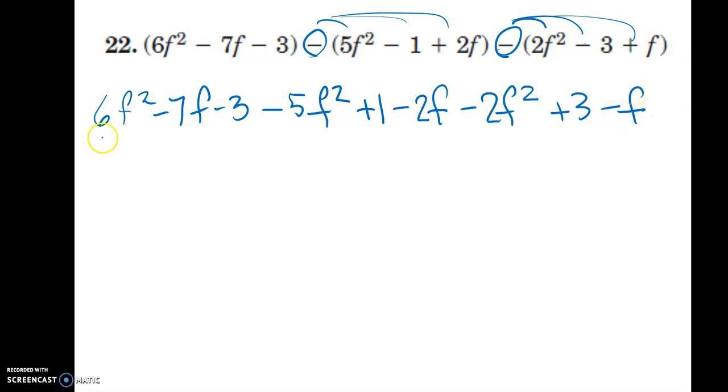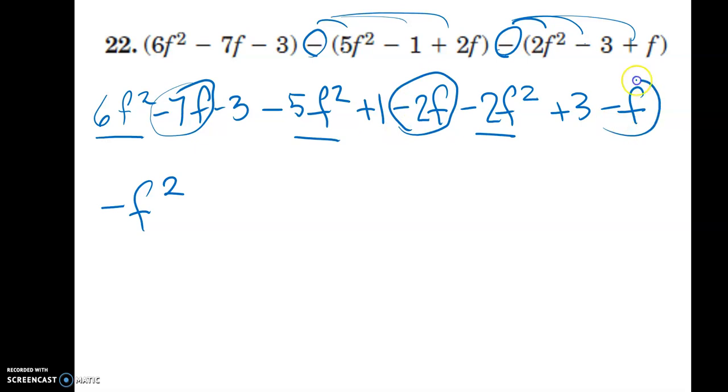So if I'm looking for all my f squares, I have 3 f squared terms. 6 minus 5 is 1. 1 minus 2 gives me a negative f squared. Looking for my f's. So here's a negative 7f, a negative 2f, and a negative f. Negative 7 minus 2 is negative 9. Negative 9 minus 1 is negative 10f.